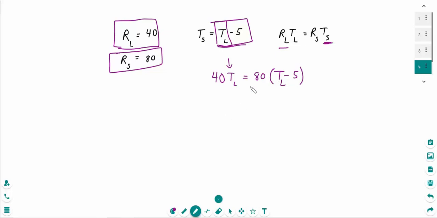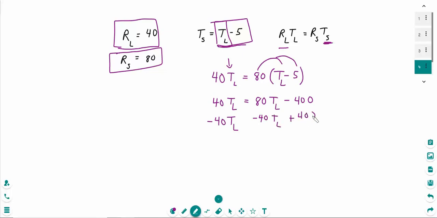All right, now we can solve this equation, and to do so, we're going to distribute this 80 through first. So 80 times t sub L is going to be 80 t sub L. 80 times a negative 5 is going to be what? Negative 400. All right, so now I have 40 t sub L over here, 80 t sub L over here. Now we'll just do a little rearranging here. I'm going to subtract the 40 t sub L from this side, and then I'm also going to add the 400 to both sides as well.